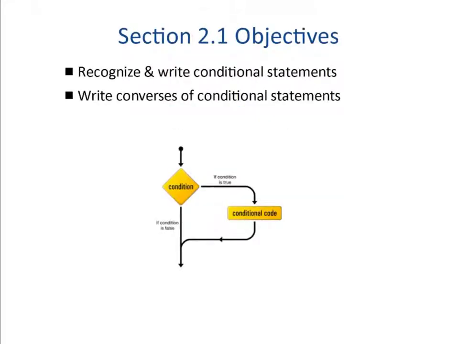So our objectives for Chapter 2, Lesson 1 are we're going to recognize and write conditional statements, and we're also going to write converses of conditional statements. So you basically have two ideas, conditional statements and converse statements. And as we go along, you'll see what those mean.